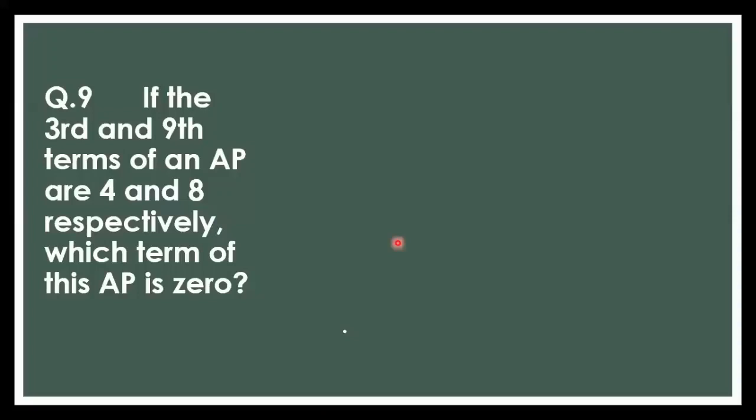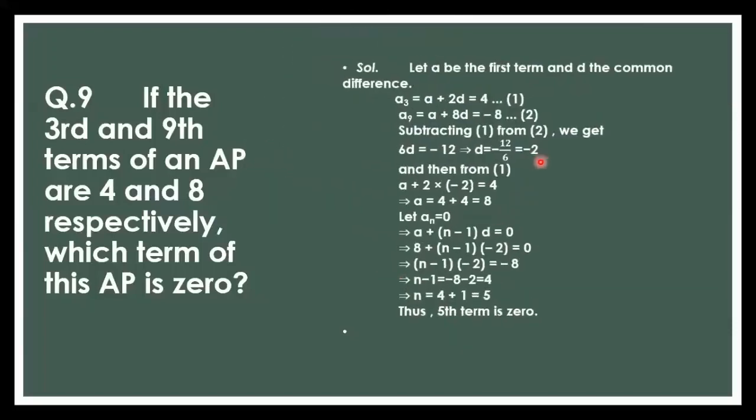Take any one of the equations. So D value we got is minus 2, no? Am I clear, children? So then A value, once you apply the D value in any one of the equations, we got A value 8. Am I clear? Yes, ma'am.